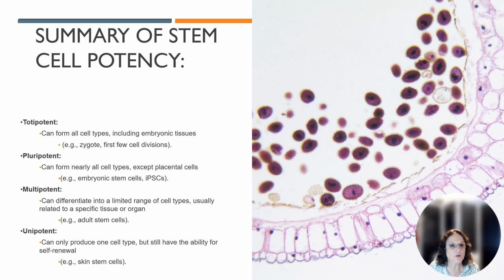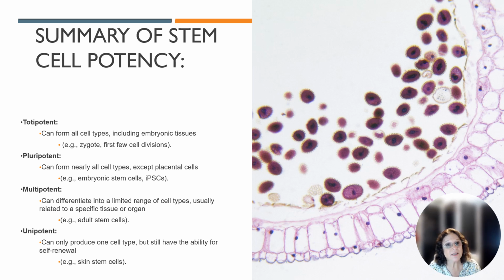Summary of stem cell potency. This is kind of what I want you to put a star by this particular slide because I absolutely want you to know these definitions. Totipotent, again, it can become any type of cell, including embryonic cells. This usually is found in the zygote during the very first cell divisions that are happening. Pluripotent, they can become nearly all types of cells except for placenta. We do see these as embryonic stem cells as well.